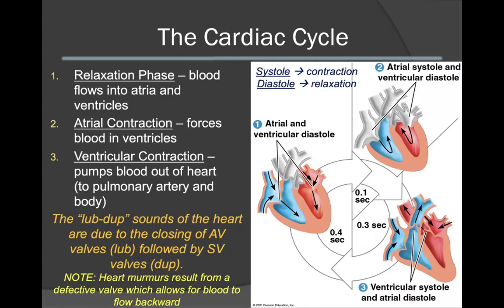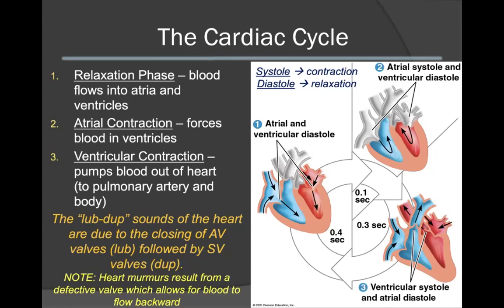We're now going to take a look at how the heart contracts. Systole refers to the contraction of the heart, while diastole refers to relaxation. During the relaxation phase, blood will flow into both the atria as well as the ventricles. When the atria contract, blood will in general be forced to the bottom of the heart into the ventricles. During ventricular contraction, the blood will then be pumped out of the heart, either to the pulmonary artery if it is coming from the right ventricle, or to the rest of the body if it is coming from the left ventricle.